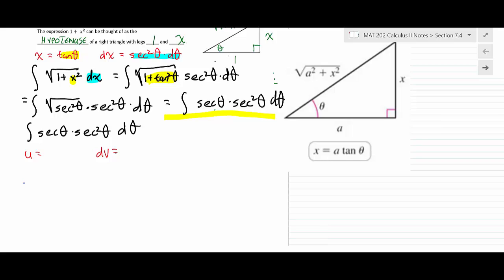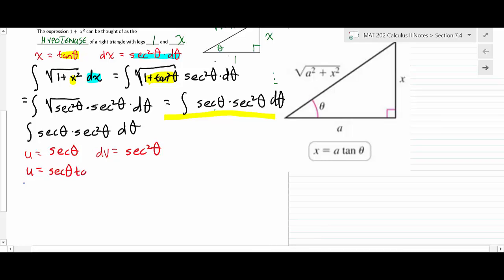Okay, so let's try that approach and see where it leads us. I'm not sure where it'll lead us, but I have an idea. So let's let u be the secant of theta, and then let's let dv be secant squared theta d theta. Okay? All right, so du, the derivative of a secant, is a secant tangent d theta, and then v is going to be tangent of theta like that.